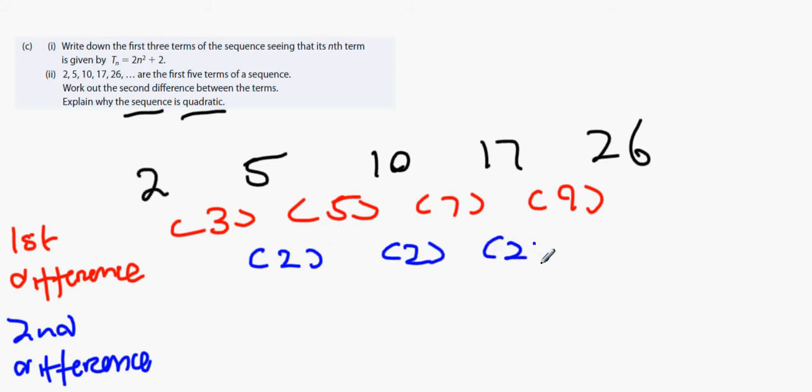Explain why the sequence is quadratic. This sequence is quadratic because the second difference is constant.